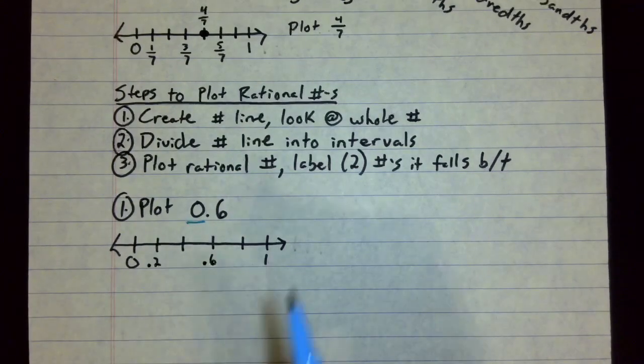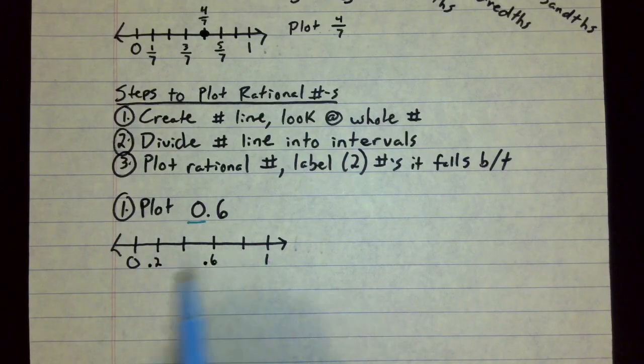So step 1 is just create the number line, look at the whole number. Step 2, we just divided that into intervals of 2/10. And step 3, plot your rational number.